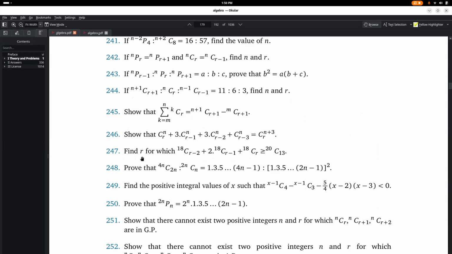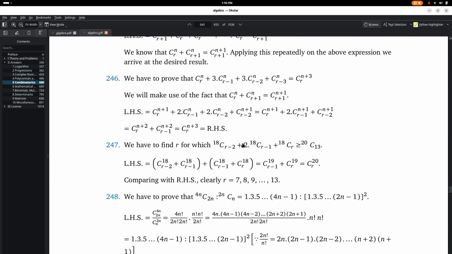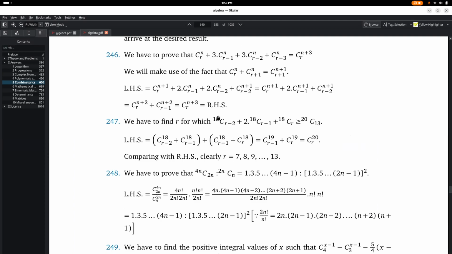Question 247 says that find r for which 18C(r-2) plus 2 into 18C(r-1) plus 18Cr is greater than or equal to 20C13. So we are given this relationship. We split the middle term and add. So as shown in the bracket, when we add, we get 19C(r-1) plus 19Cr is equal to 20Cr. So you see, this is 20C13 and this is 20Cr. So if you compare with the right hand side, clearly r will lie between 7, 8, 9 till 13.